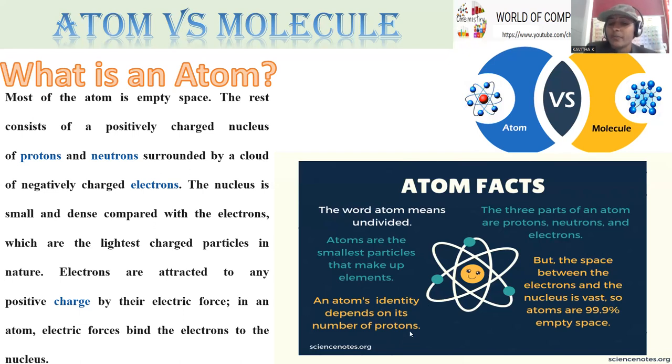That depends upon the number of protons residing in its nucleus. The 3 parts of the atom are protons, neutrons and electrons. But the space between the electrons and the nucleus is very vast. Around 99% will be empty in nature. So that is a vacuum.